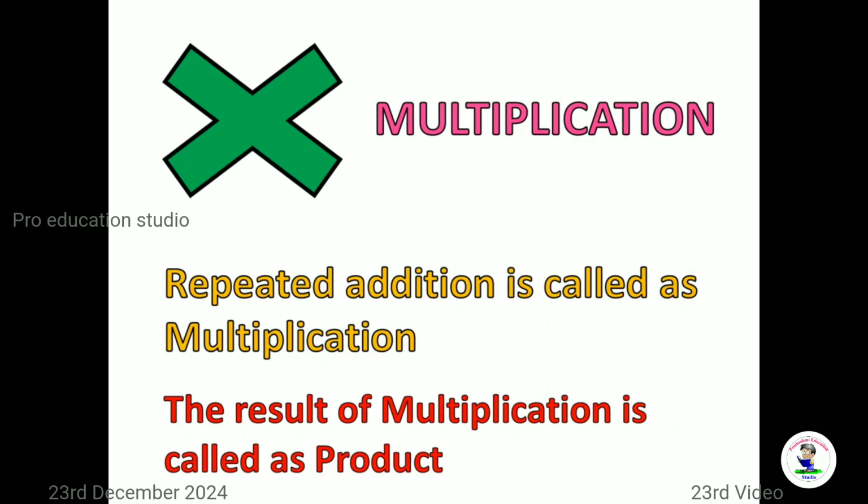Now, for example, 2 into 2. We get 2 into 2 is equal to 4. Now, 4 is the answer of 2 into 2. Now, 4 we call the product. Now, we go on to the next slide.